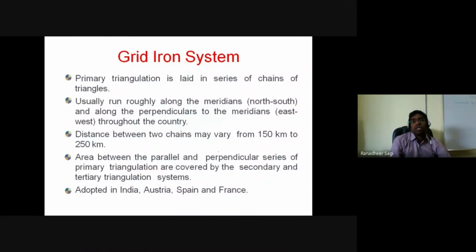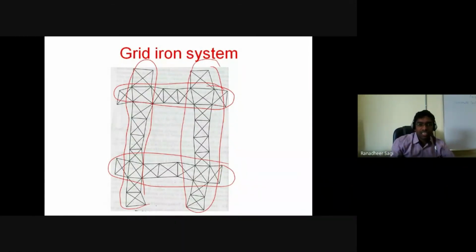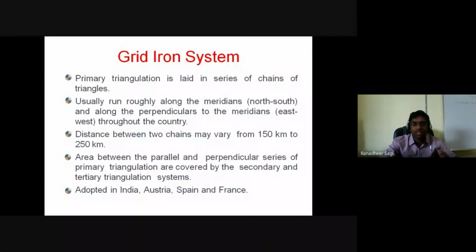The distance between two chains may vary from 150 kilometers to 250 kilometers. What does two chains mean? Let's say, for example, this is one north-south chain, and this is another north-south chain. Chain in the sense, the direction. So the distance between those two chains could vary between 150 kilometers and 250 kilometers. Similarly, for one east-west chain and another east-west chain, the distance between those two chains could be somewhere around 150 to 250 kilometers. So you can understand how much is the spread over space at which those chains are represented.